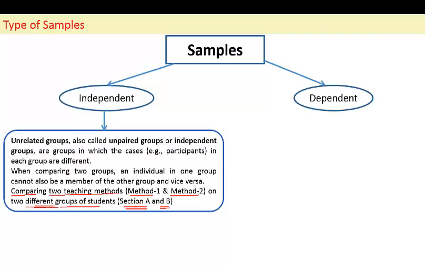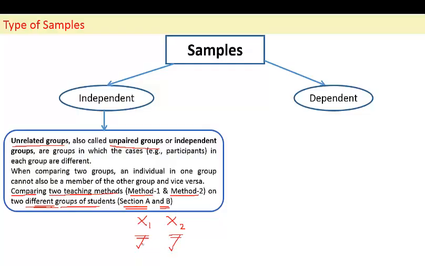So the data coming from here will be the first sample, x1, maybe the marks of the students in section A, and the second sample, x2, may be the marks of the students in section B. We will call them unrelated groups because the first group is in no way related to the second group. Sometimes we also call them unpaired groups. They are not paired. The observations in the first group are independent of the observations in the second group.